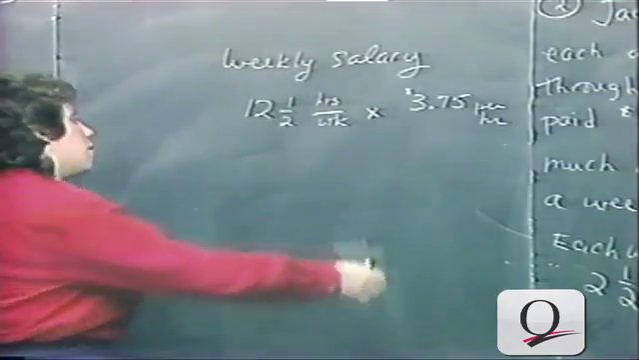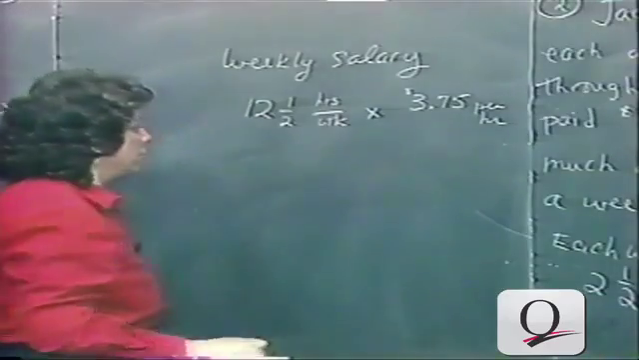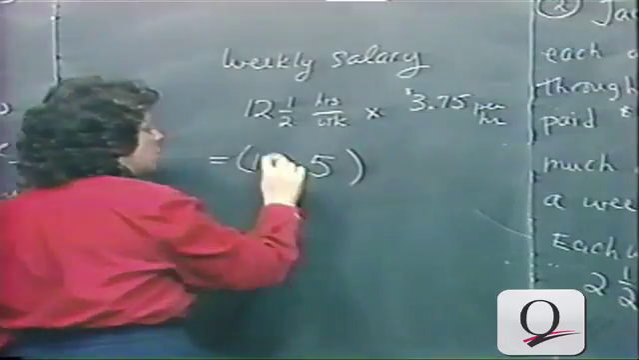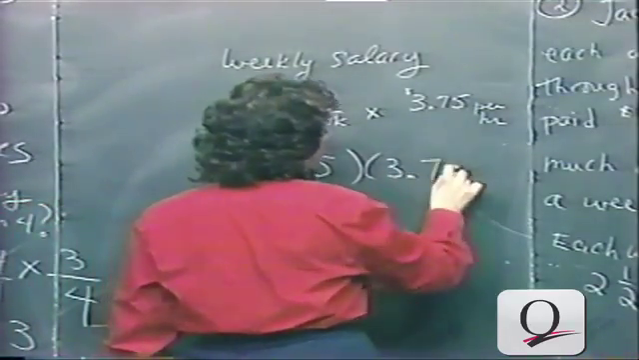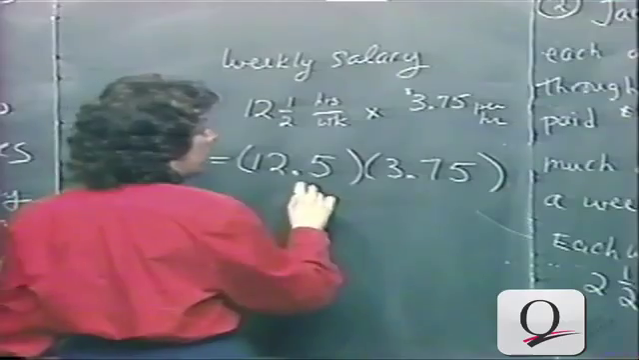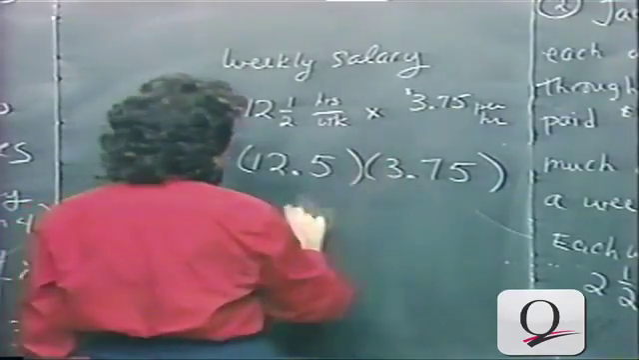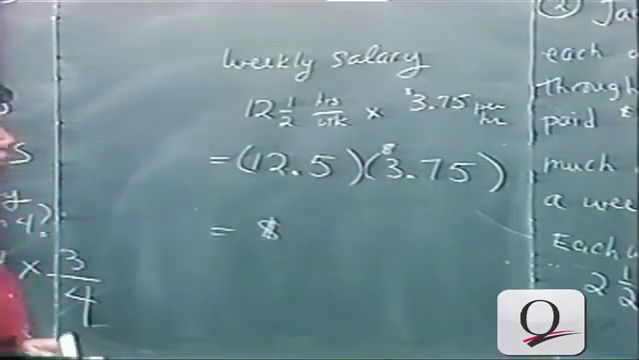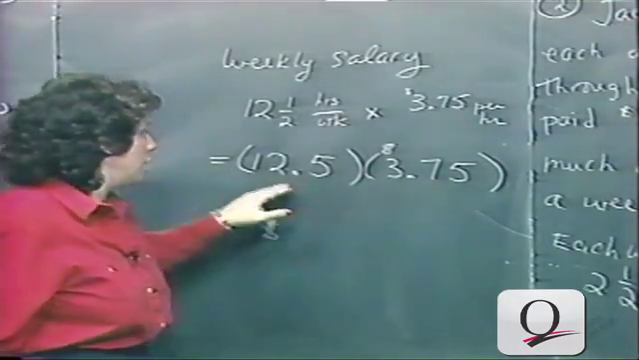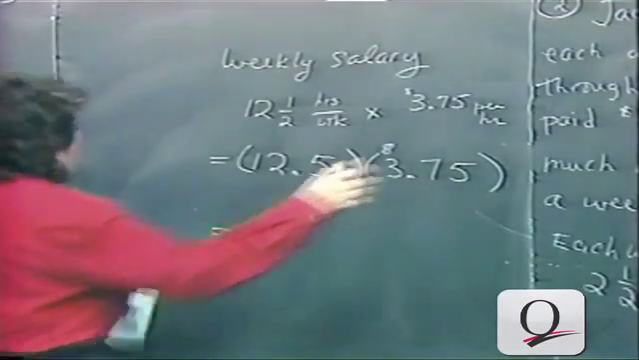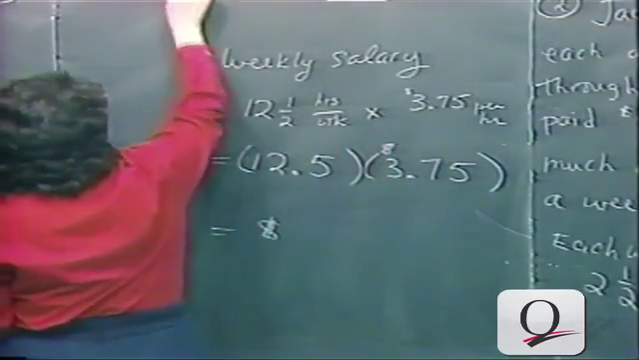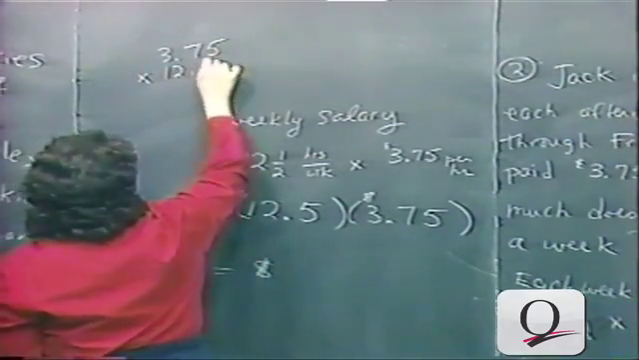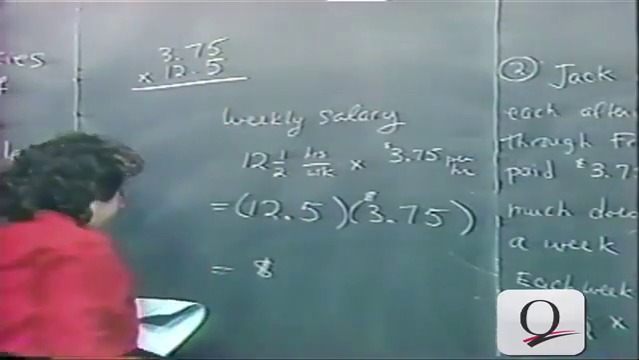Now, we can multiply a decimal times a fraction. However, you might find it easier to say 12.5 hours per week times $3.75 per hour to get the final answer in dollars. $3.75 per hour times 12.5 hours per week. Okay? 3.75 times 12.5.